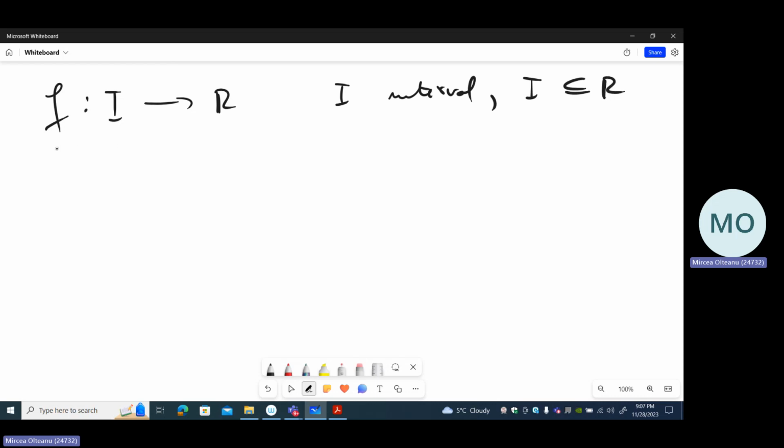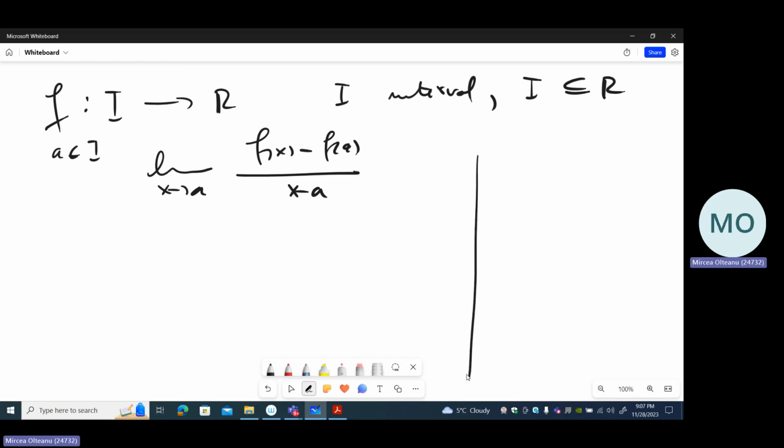And we shall take up an element a in I. So we shall consider the following limit, when x tends to a, of f of x minus f of a over x minus a. Well, now, there is a geometric interpretation of this limit.